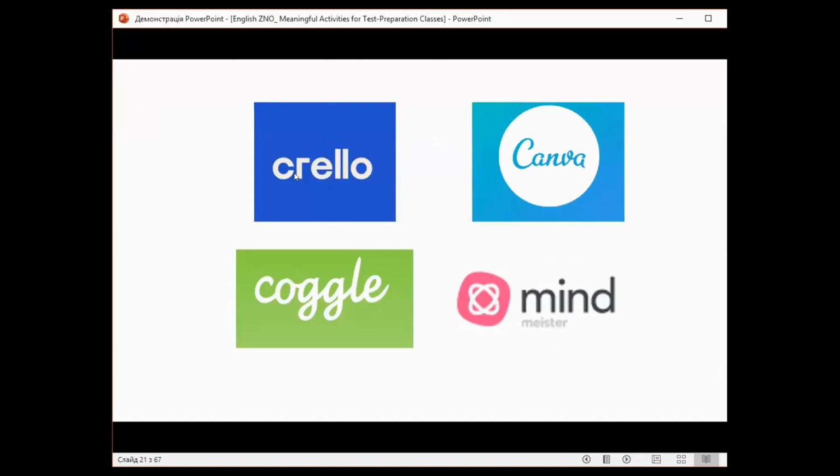So these are the resources that also would be nice for you to check out. The first two, Crello and Canva, are free graphic editors online. With the help of these two programs, you can create so many things: beautiful presentations, infographics, mind maps, posts for social media. The second two are specifically connected to mind mapping, if you're interested in studying those: Coggle and Meister.